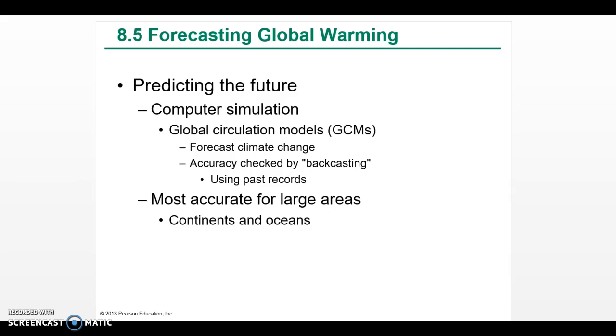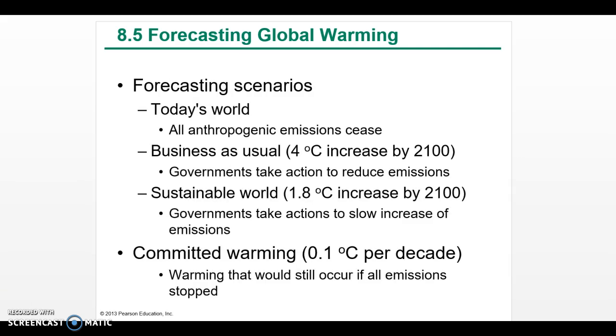Accuracy is checked by what we call backcasting, which is using past records. It's very hard to find specific places. It's most accurate for large areas such as continents and oceans, so we can tell you what areas are going to be hit and how they're going to be hit, but it's really hard to tell you specifically what it is. For example, we may be able to say that, especially in Pennsylvania and New Jersey, we might get more of the Atlanta type climate, so that tells you what that is. But we might not be able to tell you exactly what's going to happen in Philadelphia.